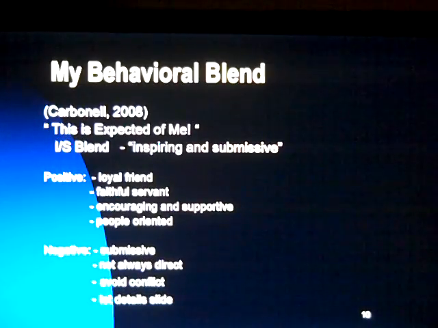This is expected of me. I am the IS blend. People see me as being inspiring and submissive. According to Carbonell, the positive qualities of the IS blend are that I am a loyal friend, a faithful servant, I am encouraging and supportive, I am people-oriented, and the negative, according to Carbonell, of the IS blend is that I can be submissive, I'm not always direct, I have a tendency to avoid conflict, and I can also let details slide. Next slide.